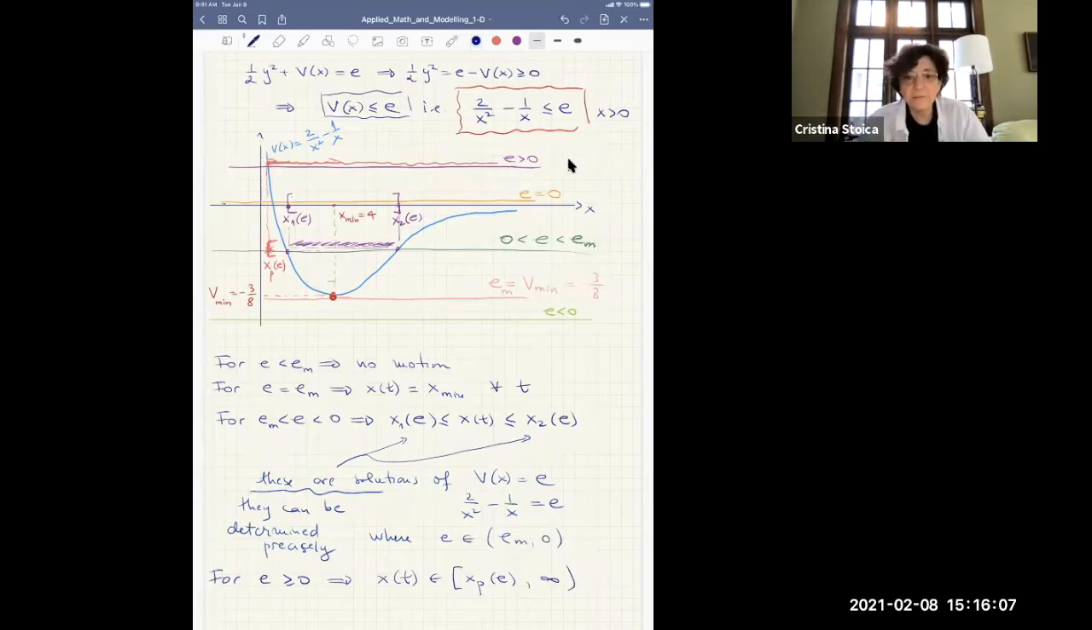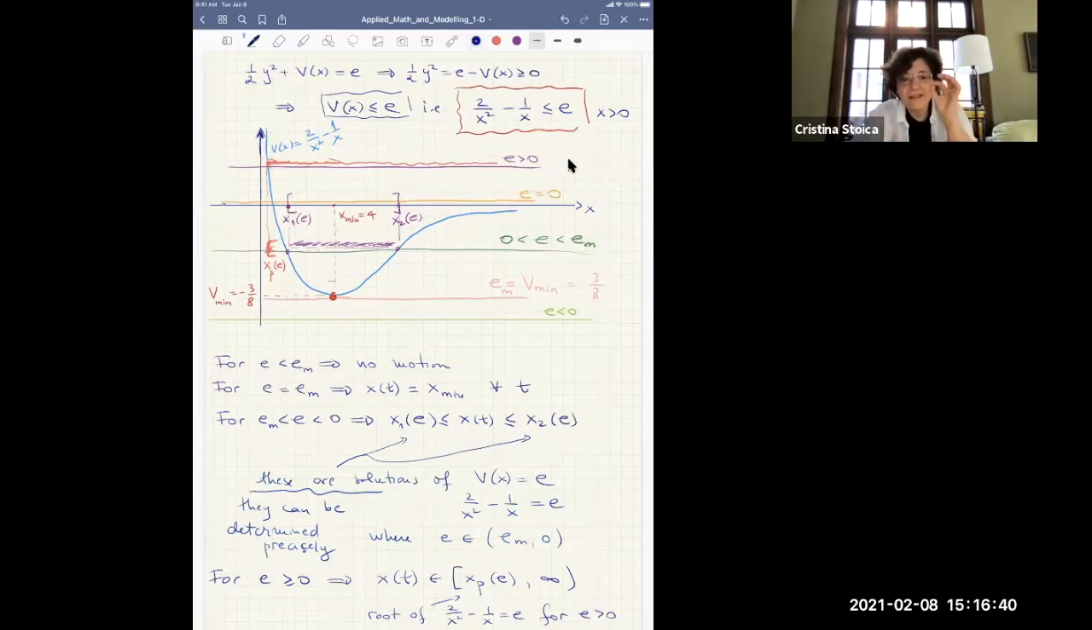And what is x_p(E)? Again, this is determined as the root of 2 over x squared minus 1 over x equals E for E positive. We already know this equation will have just one solution for E positive, because I can just see it, it's drawn. Of course, it would be much harder if we didn't have the picture, but the picture tells us.